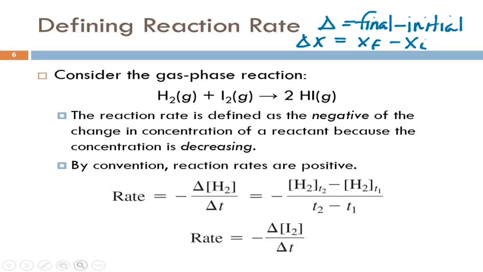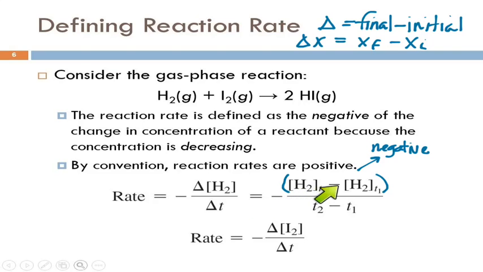The final amount is going to be smaller than the initial amount, right? Because it's getting used up. So this quantity ends up being a negative number, right? Because the final is always smaller than the initial. Well, rates conventionally are expressed as positive numbers. And so in order to make this a positive number, we throw this minus sign in front.